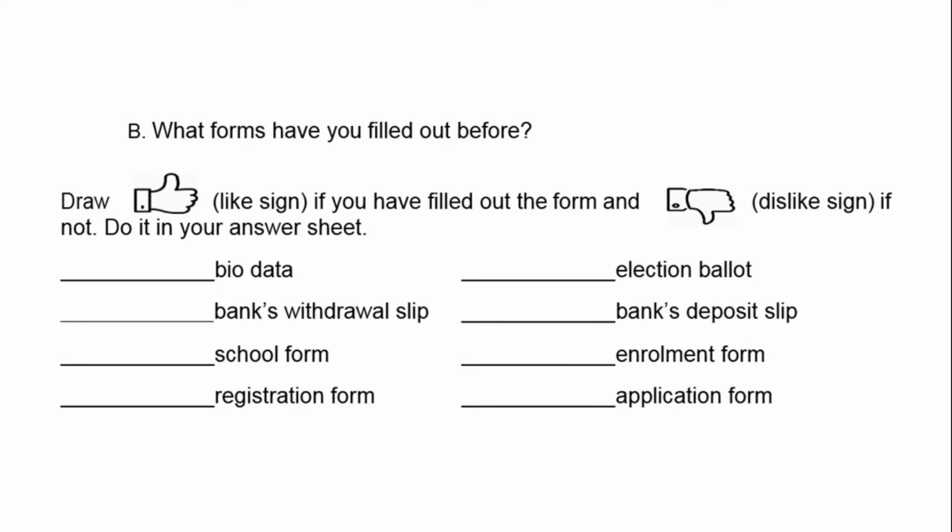What forms have you filled out before? Draw a like sign if you have filled out the form and a dislike sign if not. Do it in your answer sheet. Biodata. Bank withdrawal slip. School form. Registration form. Election ballot. Bank deposit slip. Enrollment form. Application form.